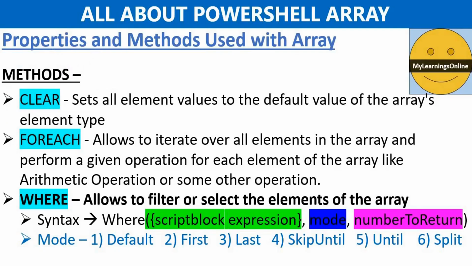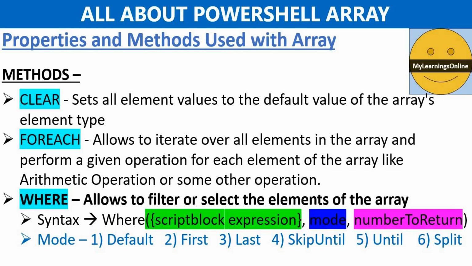The where method. This method allows you to filter or select the elements of the array. The script must evaluate to anything different than 0, empty string, false or null for the element to show after where. So please make a note of it. It is very important. The syntax for the where method is, as you can see in these color codings, in green it is script block expression, in blue it is mode, and in pink it is number to return. So basically the script block expression is required for filtering.